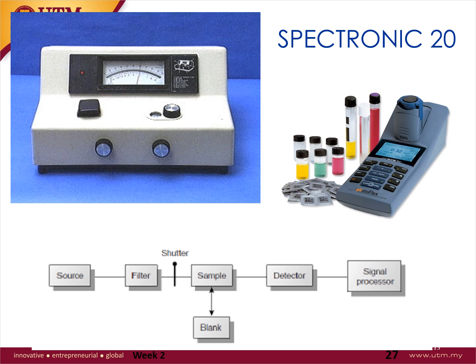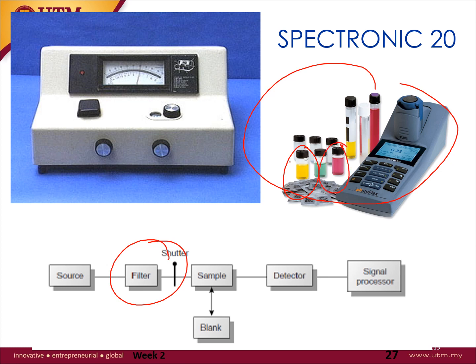Okay, for example, over here we have a very famous portable spectrometer whereby it only has filters. Kalau you nak analyze yellow, dia ada filter dia. Lepas tu if you have a red color, you buka filter yellow, masukkan filter red. Okay, example.